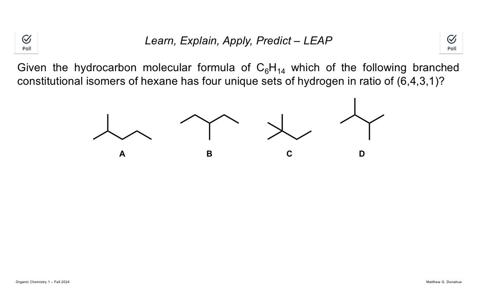Now this question deals with the hydrogen set ratio. So there's the unique carbons. We didn't explicitly ask about the unique H sets, but it's telling you in the question which one has 4 unique hydrogen sets in a ratio of 6 to 4 to 3 to 1. So B.